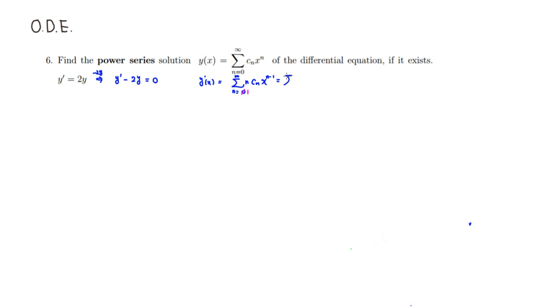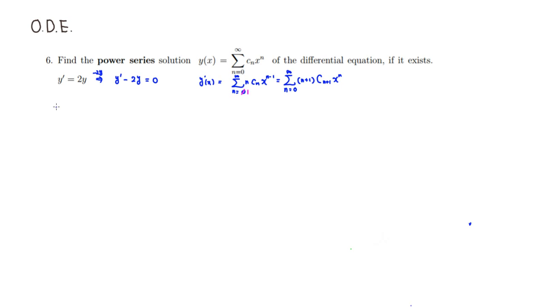We can do a summation where n starts from 0. Instead of starting from 1, you're starting from 0, so we can just increase the index by 1. So you have n plus 1 times c n plus 1, then x to the n, and to infinity. Alright, so we have the y prime and y, so we just plug it in.